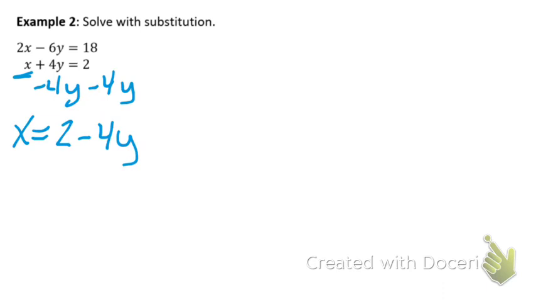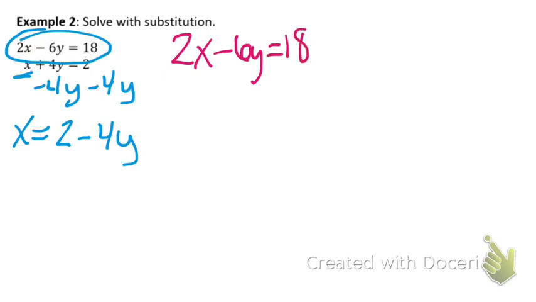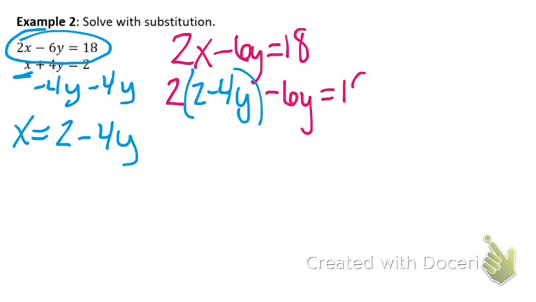Now I'm going to substitute this value of x into this first equation. So I'm going to have 2x minus 6y equals 18, and I'm going to replace x with 2 minus 4y. Now since it's 2x, I do need to put parentheses here because I'll have to distribute. So once I have it substituted in for x, I'm going to go ahead and solve for y.